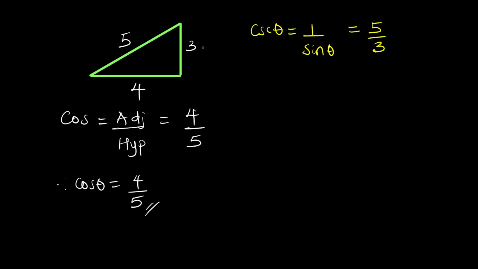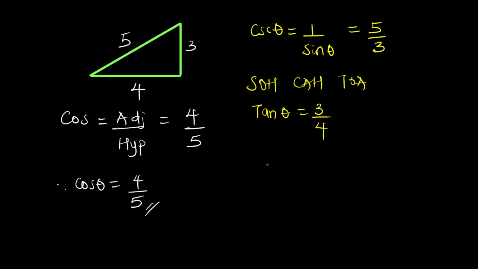How about tan theta? Recall the formula SOHCAHTOA. So from here, we can find our tan, which means opposite over adjacent. So from here, we can say that our tan theta will be equal to opposite, which is 3, all over adjacent, which is 4.